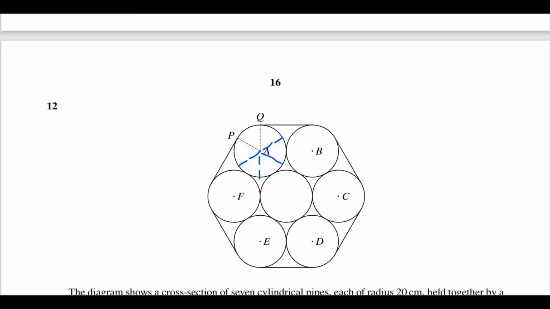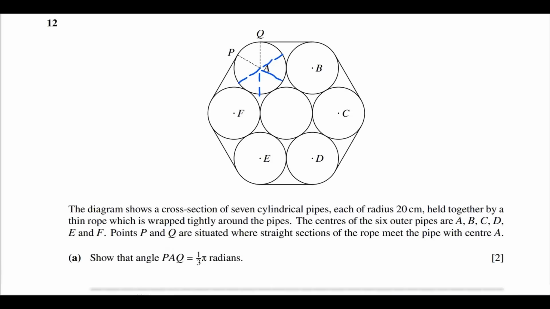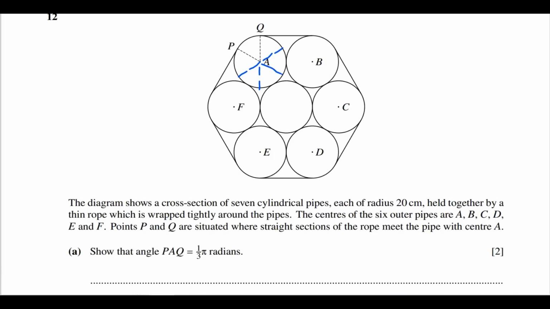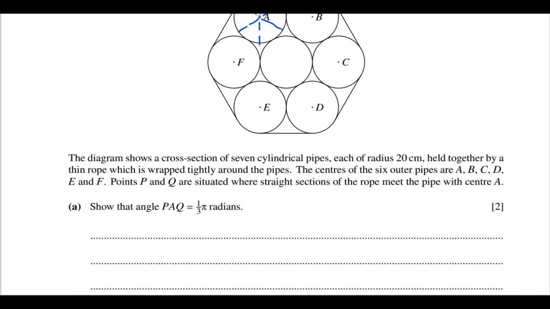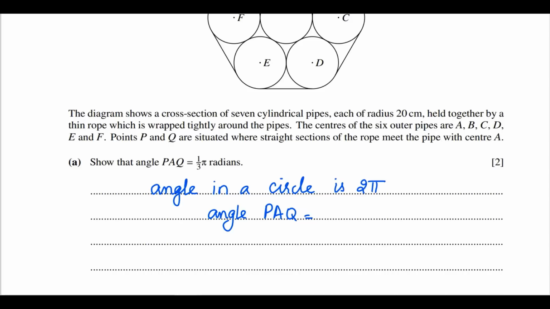We can see it is divided into 6 equal parts. So the angle PAQ will be 2 pi divided by 6. So angle PAQ is 2 pi by 6, which is nothing but pi over 3 radians.